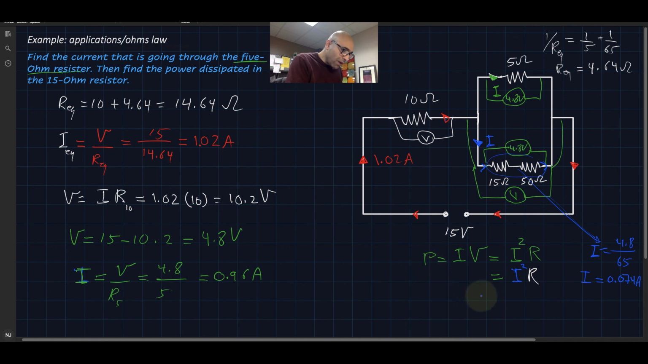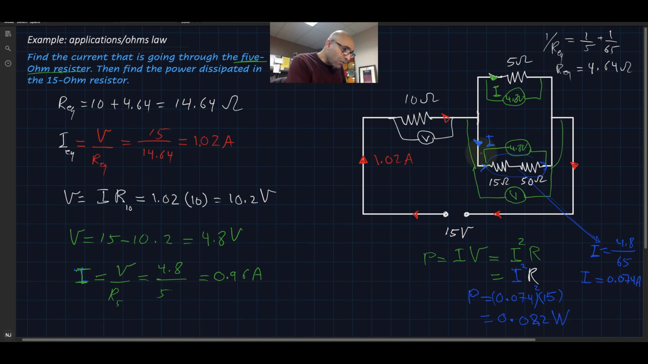Now, if I want to find the power, then the power is equal to I squared, which is 0.074 squared, times the resistor 15, because that's what we're concerned with, how much power is dissipated in the 15 ohm resistor. And if we do this calculation, we get the power is equal to 0.082 watts.